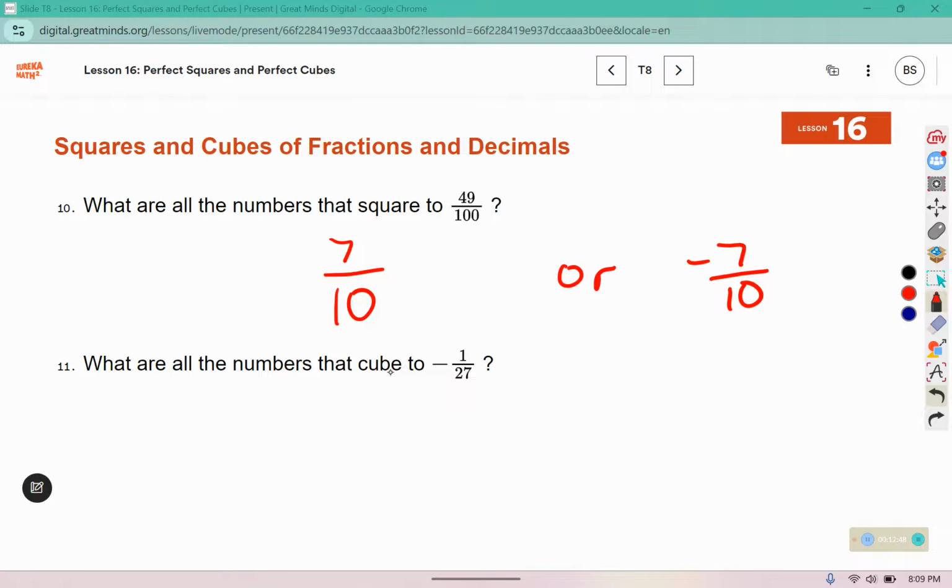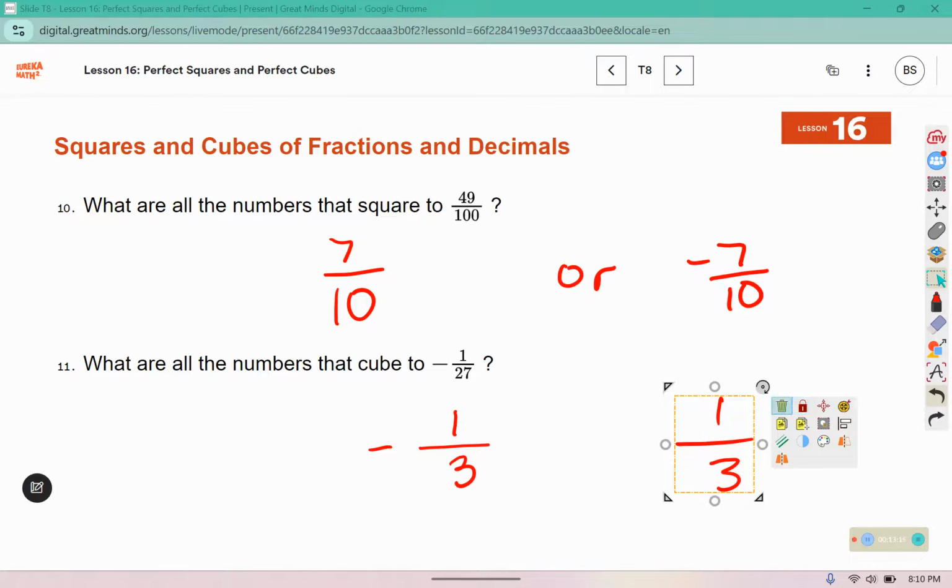In a cube scenario, to get a negative, all three of the numbers have to be negative. So 1 times 1 times 1 makes 1, and 3 times 3 times 3 makes 27. But it needs to be -1/3. If we used positive 1/3, a positive times a positive times a positive would give us positive 1 over 27, but not -1 over 27. So in the cubes, with a negative, there's only one possible answer.